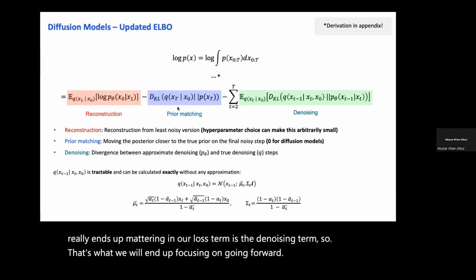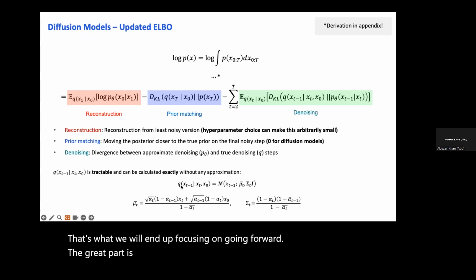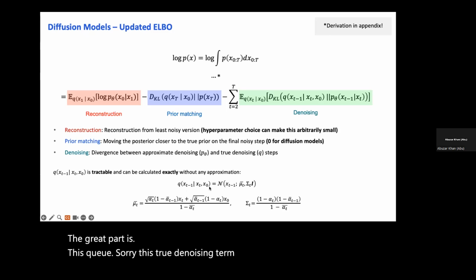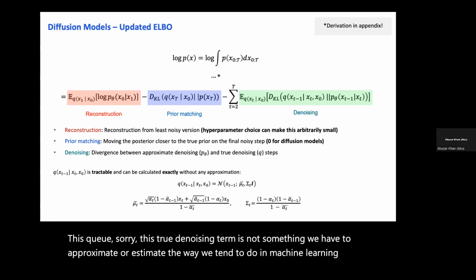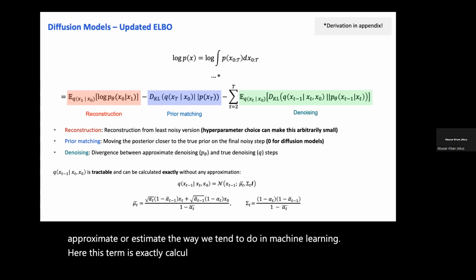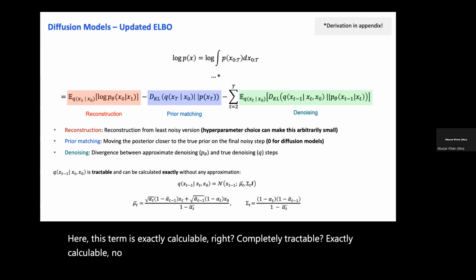The great part is this true denoising term is not something we have to approximate or estimate the way we tend to do in machine learning. Here, the term is exactly calculable, right? Completely tractable, exactly calculable, no approximations needed, no estimations needed.